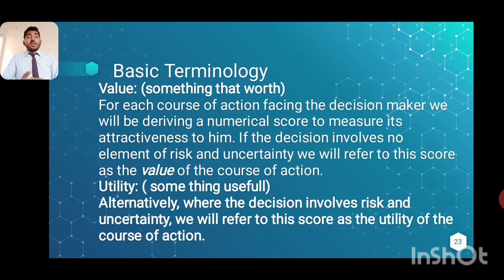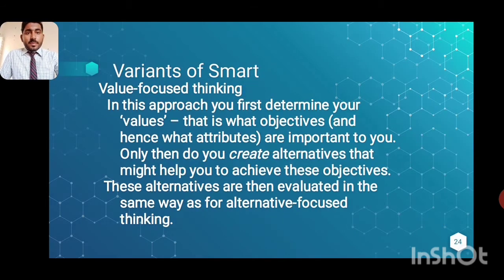Basic terminology. Value: for each course of action facing the decision maker, we will be deriving numerical scores to measure its attractiveness to him. If the decision involves no element of risk or uncertainty, we will refer to this score as the value of the course of action. Utility, something useful: where the decision involves risk and uncertainty, we will refer to this score as the utility of the course of action.